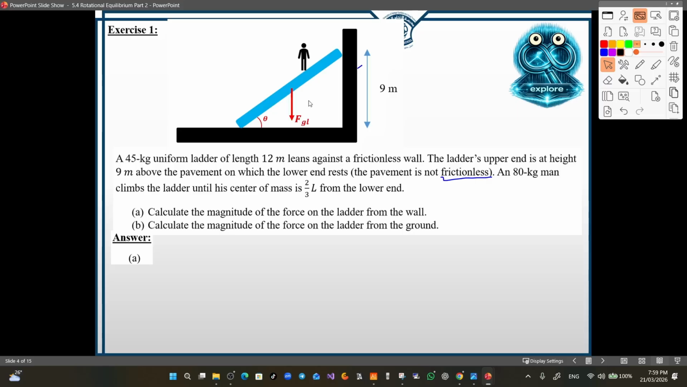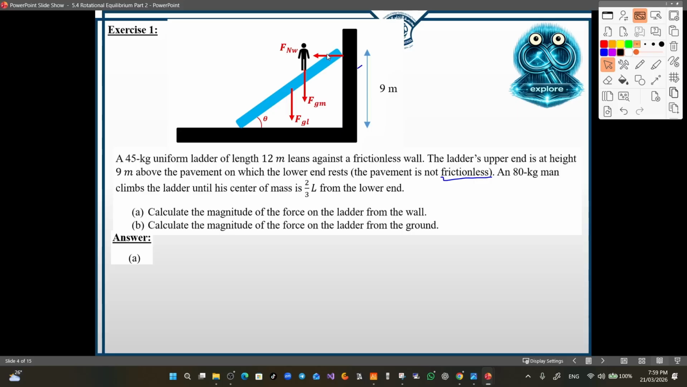Now, the first force is the weight of the ladder, FGL. The second force is the weight exerted on the ladder by the person. Let's call it FGM. The M stands for the man, the L stands for the ladder. Now we have the normal push by the wall on the ladder, and let's call it FNW.